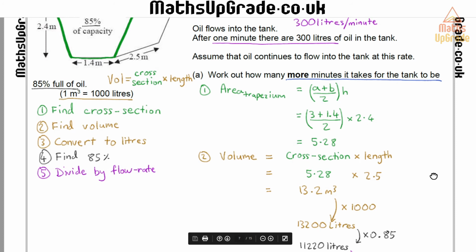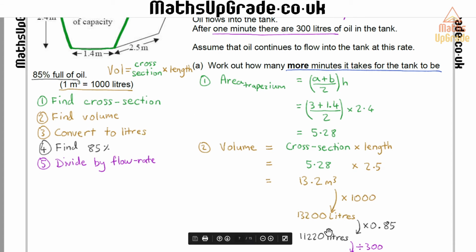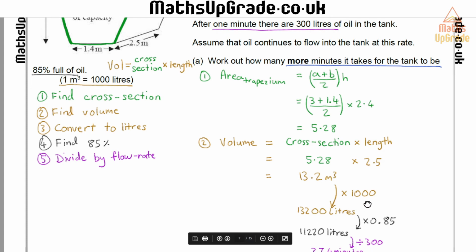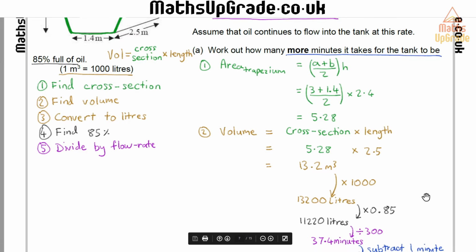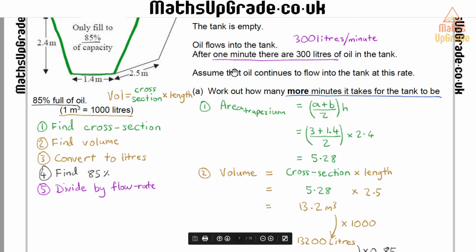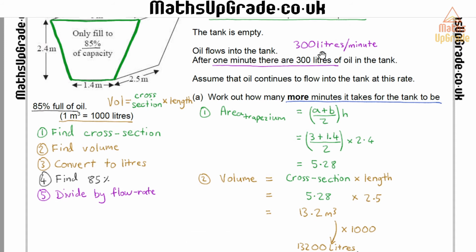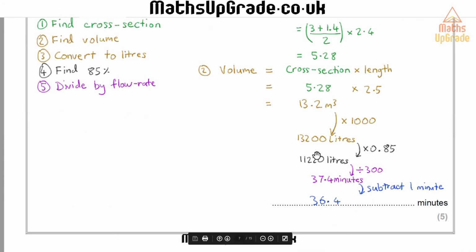I'm also told that I need to work out how many more minutes it takes for it to be 85% full of oil. So I need to work out 85% of 13,200. So I'm going to times it by this multiplier 0.85. If you're not familiar with percentages or multipliers, look at the percentages video clip on my channel. So that's 11,220 litres. Now I'm dividing this by 300 since the oil flows into the tank at 300 litres per minute. So by dividing by 300, I'll get 37.4 minutes.